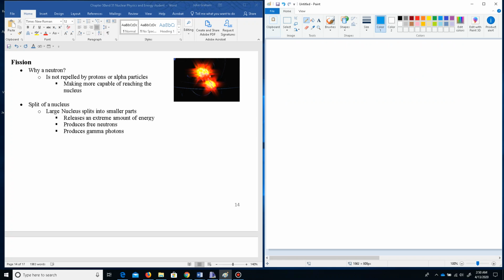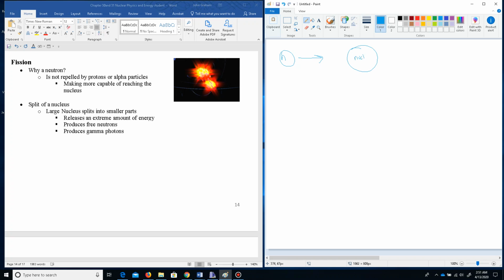So one of the biggest questions we'll have here is why a neutron? Well, a neutron is not repelled by protons or alpha particles because it's neutral. It's also not repelled by electrons because it's neutral. And so a neutron is a lot more capable of reaching a nucleus. So what we're going to do is take a neutron and shoot the neutron at a nucleus.